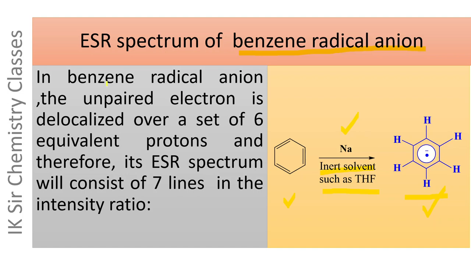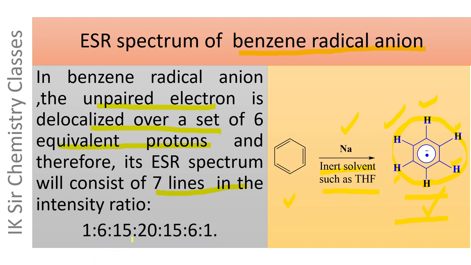In benzene radical anion, the unpaired electron is delocalized over a set of 6 equivalent protons, 1, 2, 3, 4, 5 and 6. Equivalent protons are present in benzene radical anion around which this unpaired electron can be delocalized, and therefore the ESR signal of benzene radical anion will consist of n plus 1, that is 7 lines in the intensity ratio 1 is to 6 is to 15 is to 20 is to 15 is to 6 is to 1. There are 7 hyperfine lines in the ESR signal of benzene radical anion.